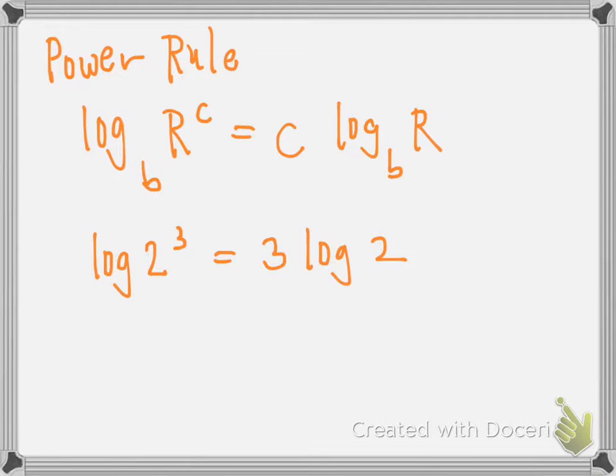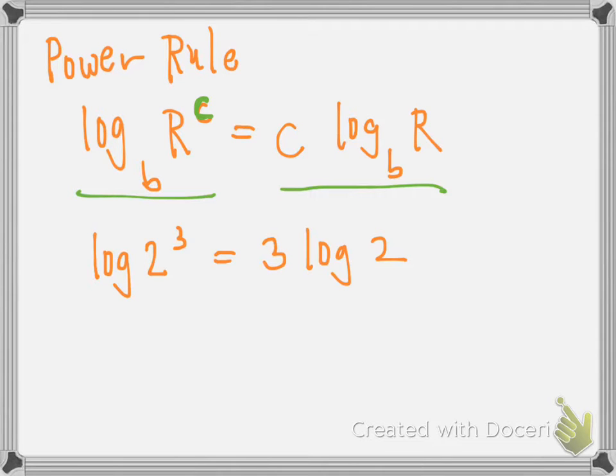And then this power rule. I use the power rule all the time. This will come up all the time. So it's when you have a power, C is the power, right? This C is the power. Well, this is condensed, and this is expand. The C comes down in front.